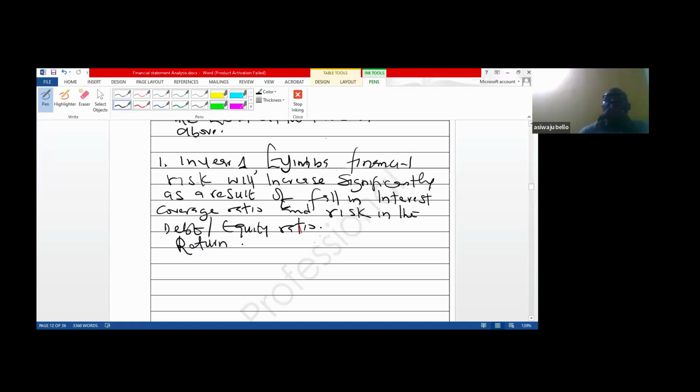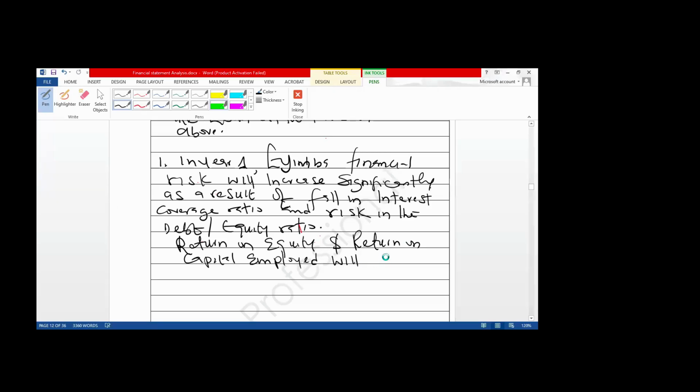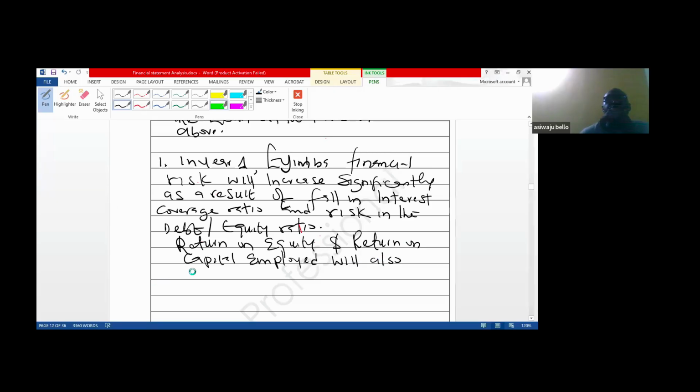Return on equity and return on capital employed will also fall in year one. Year one is the major concern.